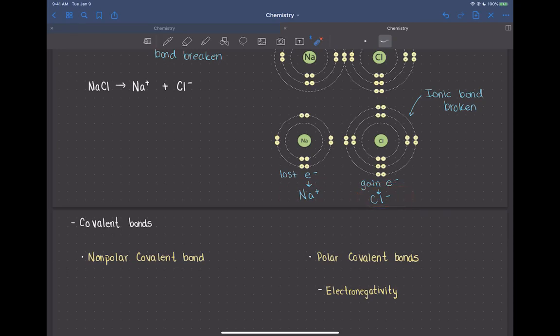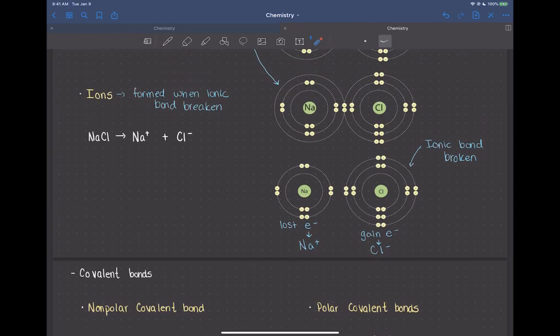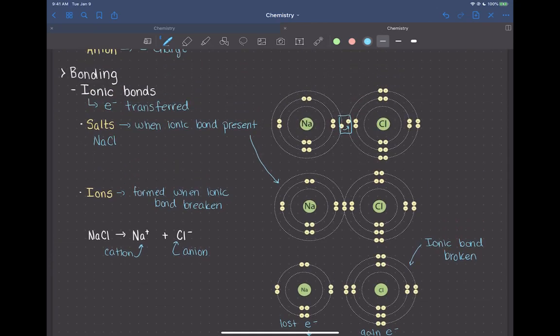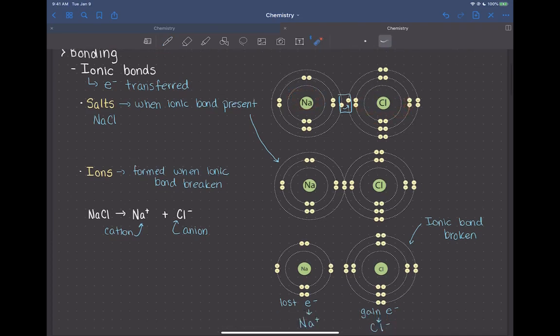So each of these would be an example of an ion because they have a charge, and that results from breaking that ionic bond, okay? So this would be our cation. This would be our anion, okay? All right, so that's ionic bonds. We are actually transferring an electron from one element, our sodium, to another element, our chloride. All right, so this would just be an example.